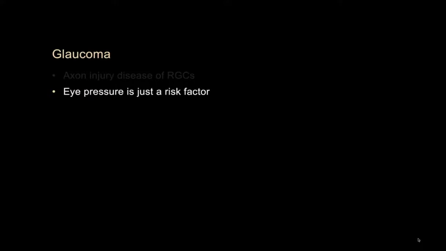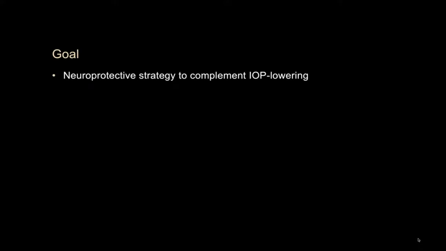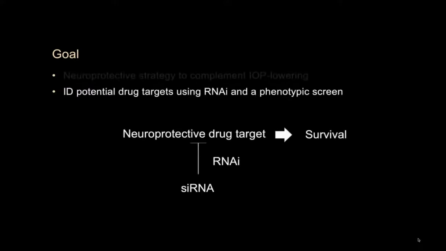So what our lab has been very interested in is, can we identify a neuroprotective strategy that might complement IOP lowering? And the idea behind a neuroprotective strategy is that it might interfere directly with that retrograde injury signal in response to that axon injury, or with the active genetic programs of axon degeneration and cell death. And by directly protecting the retinal ganglion cell, we think we can hopefully improve the options for glaucoma patients.